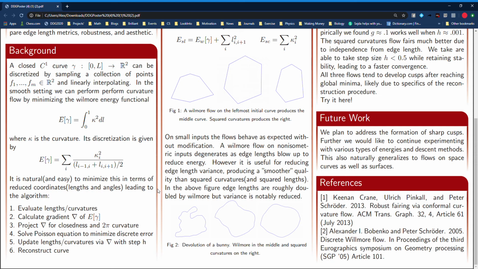So say, for example, that the curve is closed. Then we want to make sure that as we perform the flow, the curve stays closed. And this gives rise to some conditions which affect the gradient. So we compute the projections of the gradient onto these constraints, and then we subtract those off. The second step here. Third step.